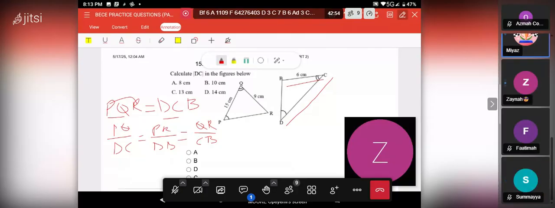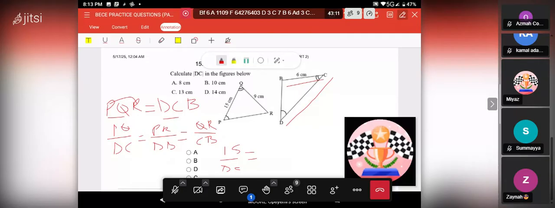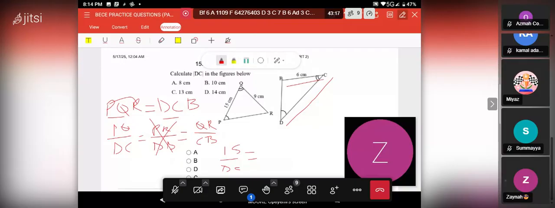Now we put in the values. PQ is 15 centimeters. We were to calculate DC, so we don't know DC. Do we know PR? No, we don't know it. Do we know DB? No. That one is not useful for us. We move on to the next one. QR is 9 centimeters. Then CB is 6 centimeters. This is what we are going to use to get our DC.